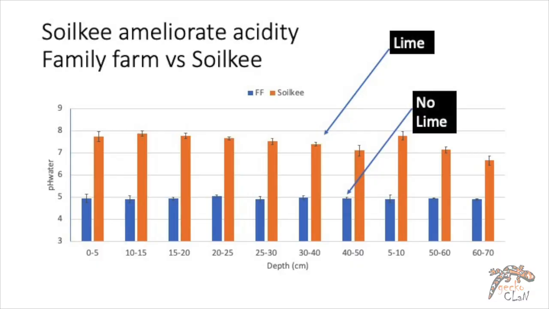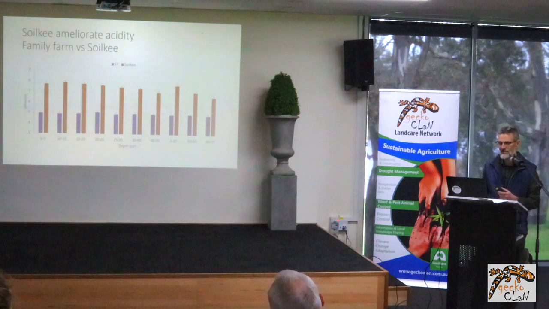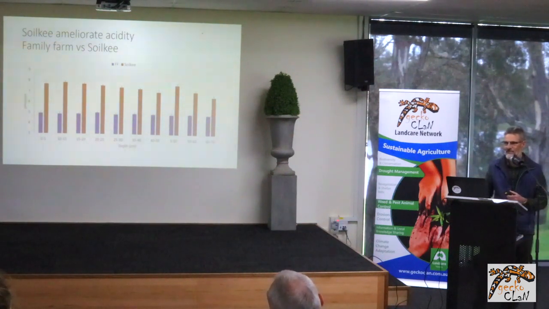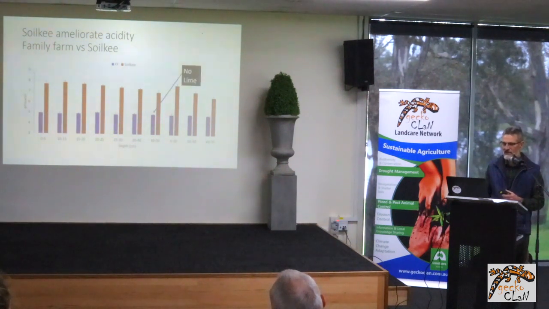Okay, so Peter and I went to the farm. We sampled 2 paddocks. One was FF, the family farm. Should have made the font a bit bigger. And the orange bars were the Soilkee, because there was a claim that the Soilkee was amending the soil pH. Quite important. It's bumped that soil pH up immensely. Right, you can see how acidic that parent soil is.